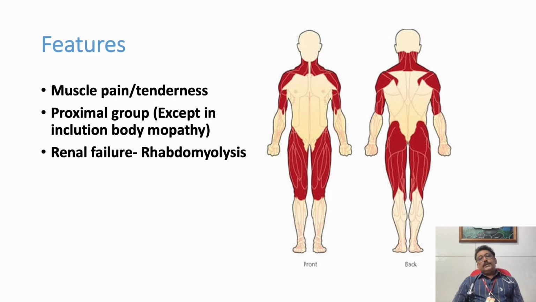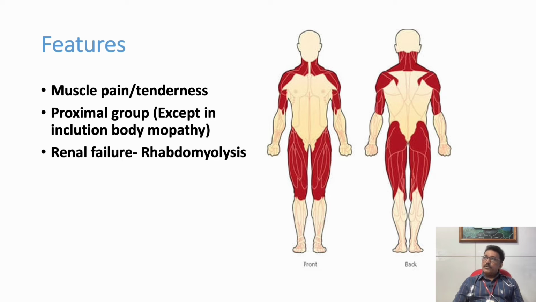Now, how do these patients present to ER? They have severe muscle pain and muscle tenderness. That is very important. Severe tenderness is a feature of polymyositis. You can see here proximal muscle groups are more involved than distal muscles.